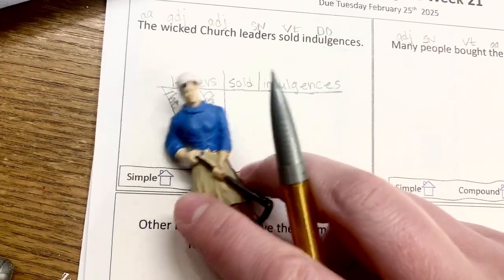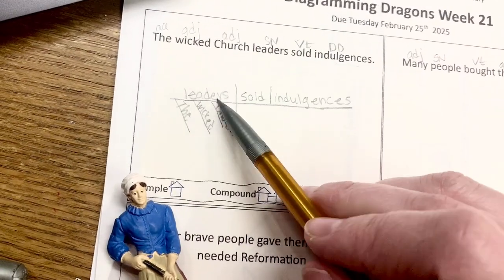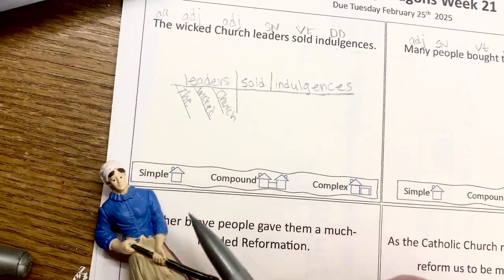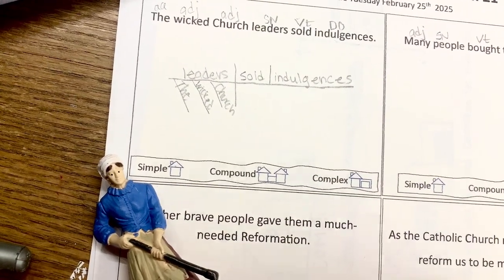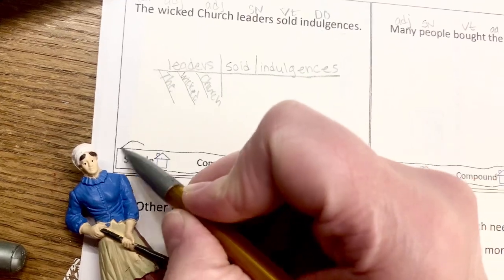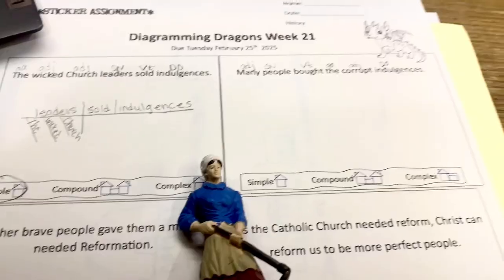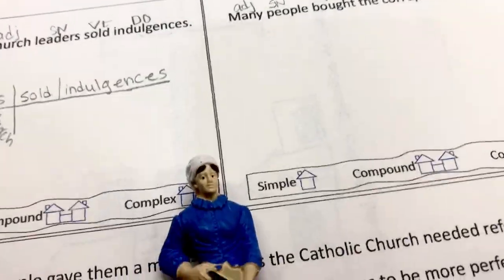What kind of sentence is this? How many subject and verbs do we have? Only one subject and only one verb. So what kind of sentence will it be? Simple, compound, or complex? If you circled simple, you are absolutely right. Very good. Poor sweet Emmy was having sadness, so we are holding Emmy now.